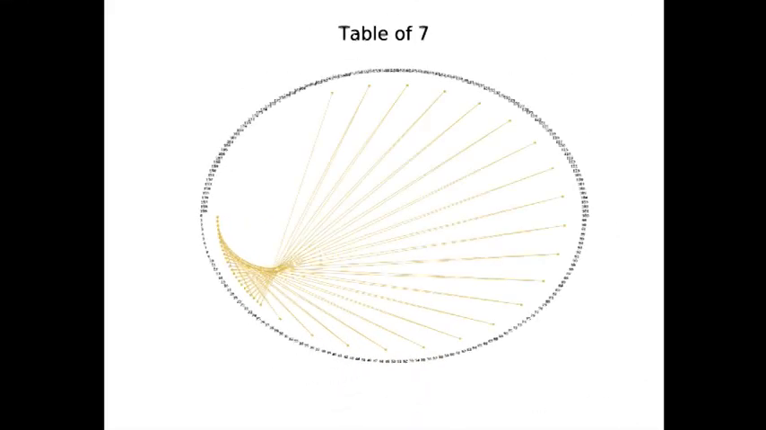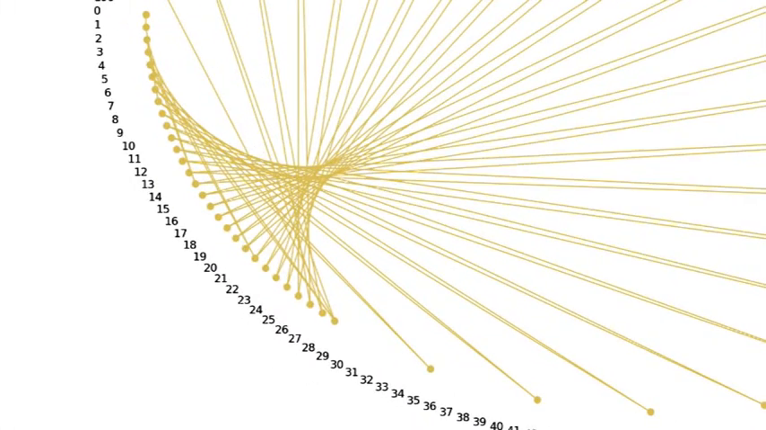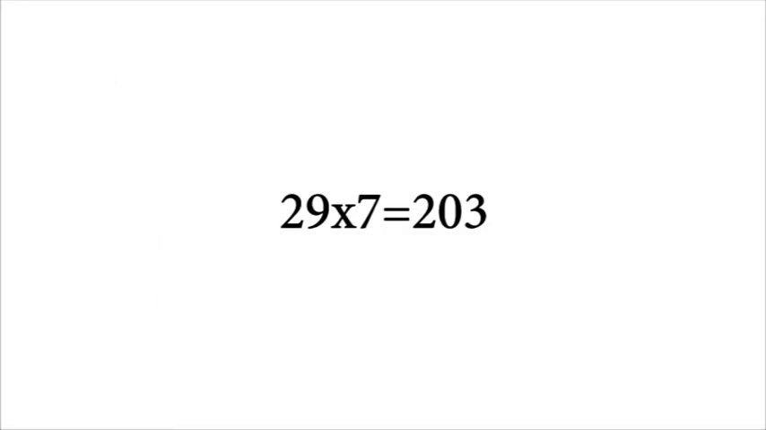For example, if we are following the table of 7, then we will connect 0 with 0, not much to connect there. And we will connect 1 with 7, 2 with 14, 3 with 21, and so on. And 29 with 9 times 63, and yeah, 203. But wait, that is out of a circle.